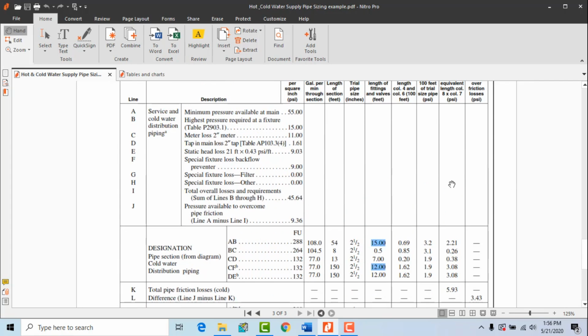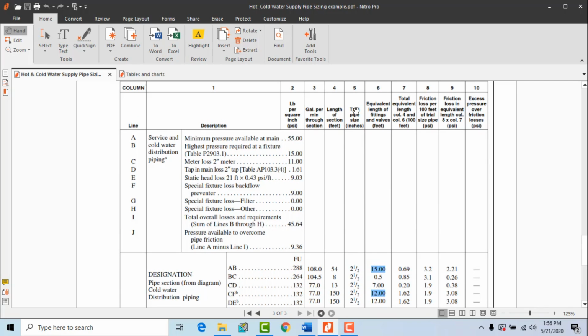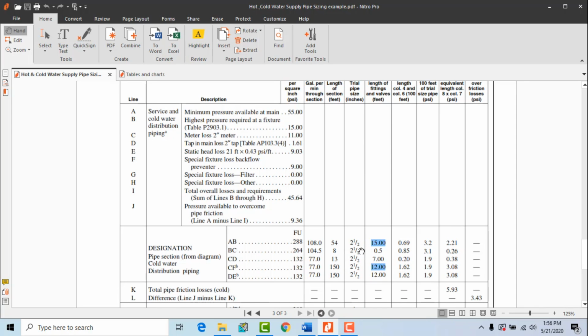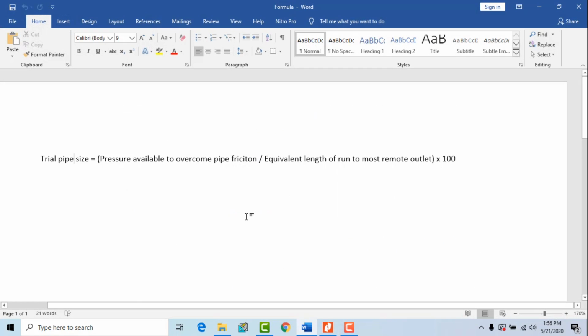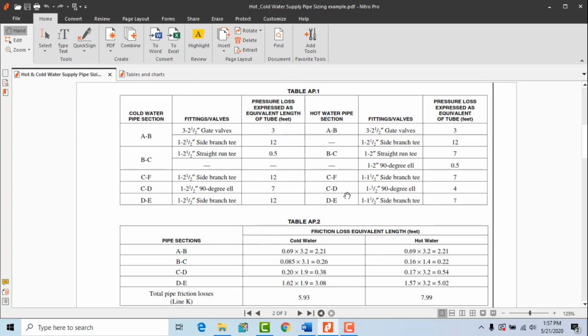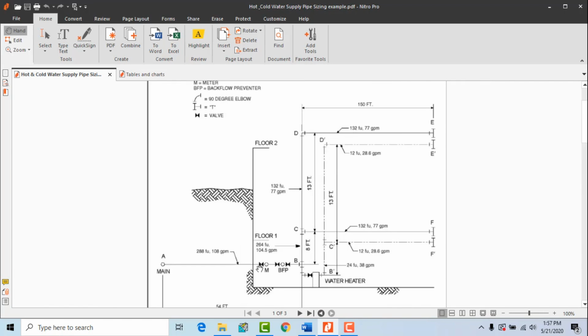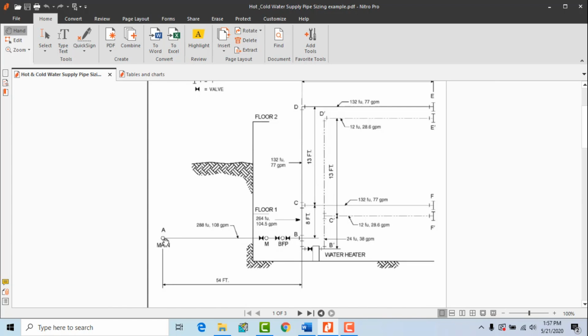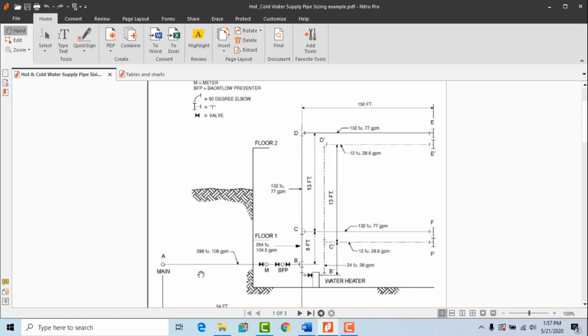So now the third thing is, in column number 5, we have to check the trial pipe size. How do we get the trial pipe size? There is a formula which we have to use. This is the formula: pressure available to overcome pipe friction divided by the equivalent length of run to the most remote outlet, multiplied by 100. So if we move back to our drawing, you can see that the most remote outlet is here. So what is the total length from the street main to the most remote outlet?